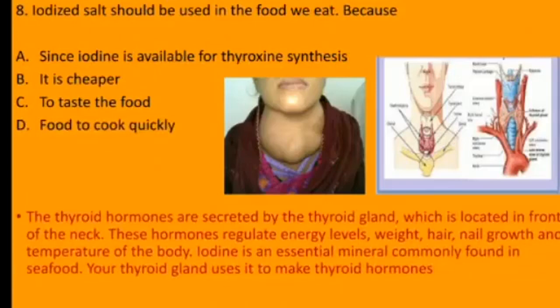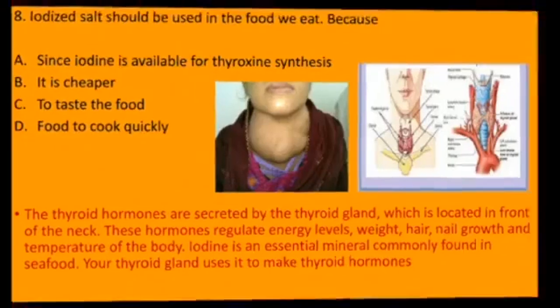Yes, the answer is since iodine is available for thyroxine synthesis. So the thyroid hormone is secreted by the thyroid gland, which is located in front of the neck. These hormones regulate energy levels, weight, hair, nail growth and temperature of the body. So iodine is an essential mineral. It's commonly found in seafood, so your thyroid gland uses it to make thyroid hormone.